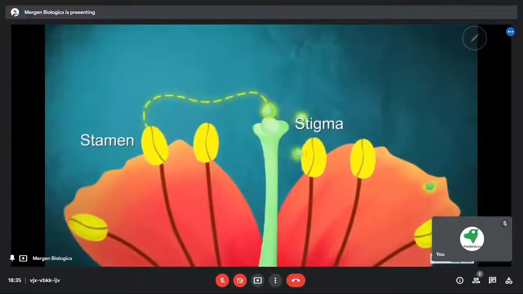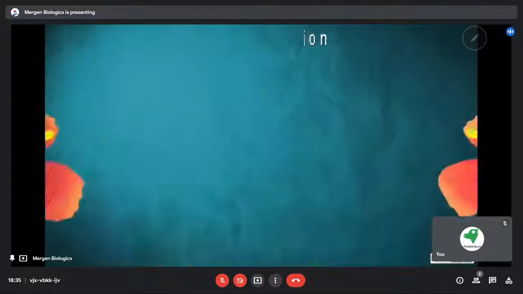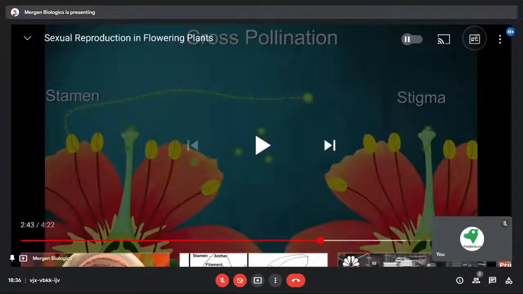So here, this is a bisexual flower which has both male and female parts. So this is known as self-pollination. When a bisexual flower that has both male and female parts has pollen grain from the male part travel to the stigma of the female part, the whole process is known as self-pollination because they are pollinating on their own. Now, when pollen grain from the stamen of one flower travels to the stigma of another flower, in the case of unisexual flowers, the whole process is known as cross-pollination.